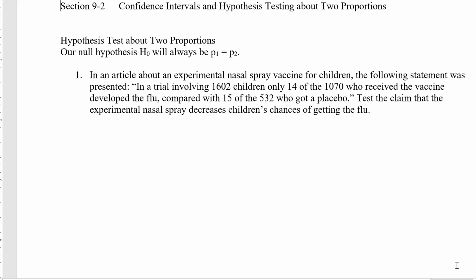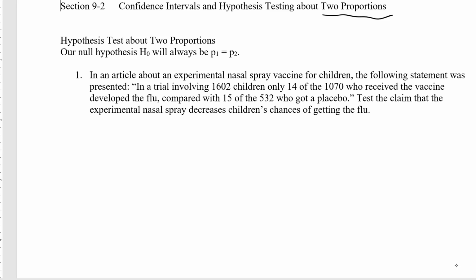So in 9.2, we're going to be doing confidence intervals and hypothesis tests. The difference here is that we're going to be dealing with two proportions. The process is going to be the same with PRTC. The null hypothesis is always equal. That's similar. So we don't have a claim. What we're doing is we're actually just comparing two groups to each other.